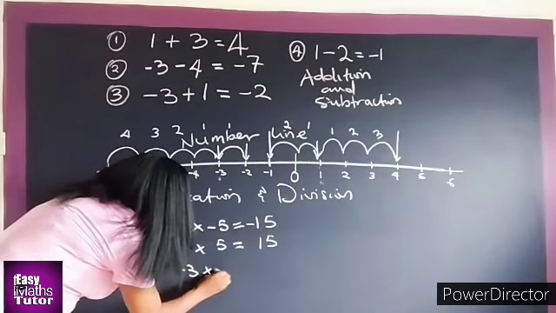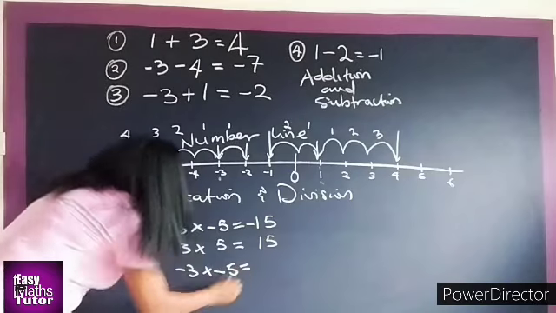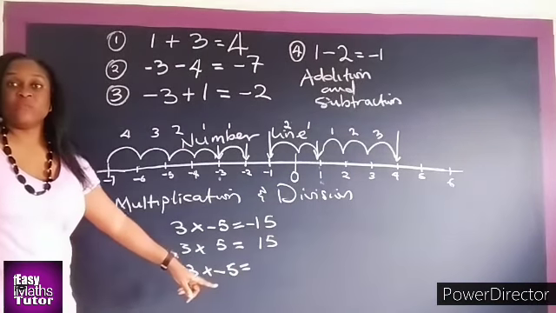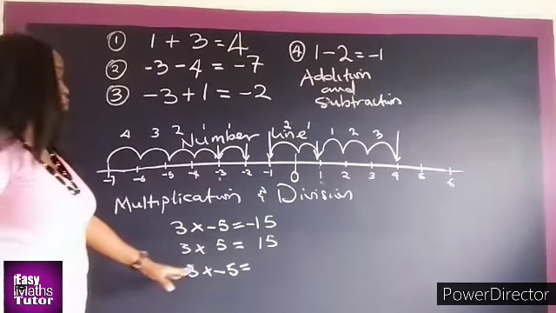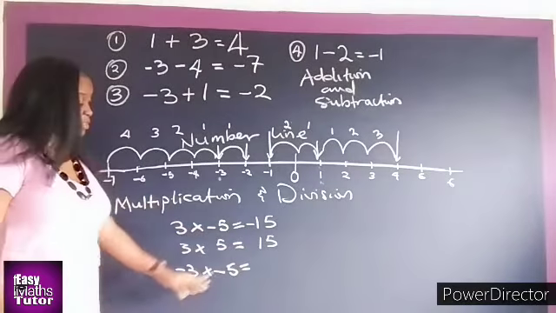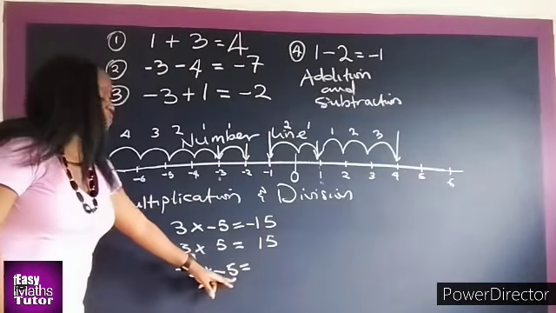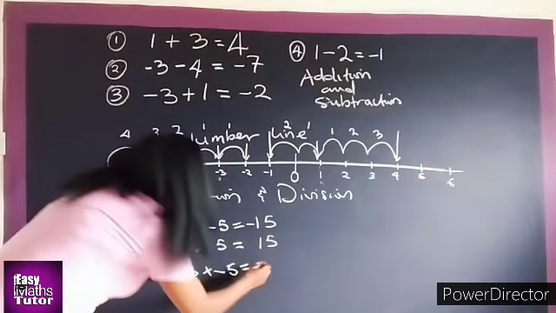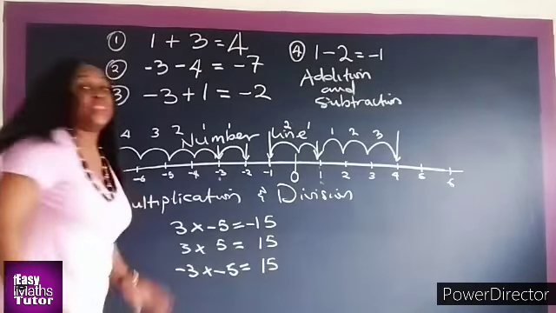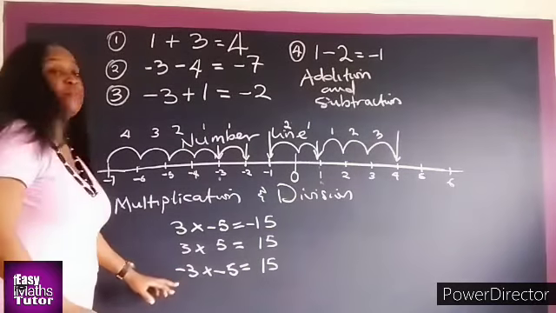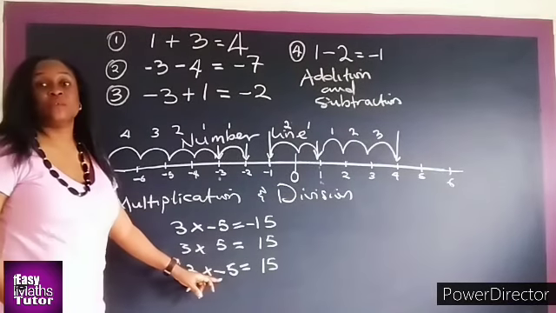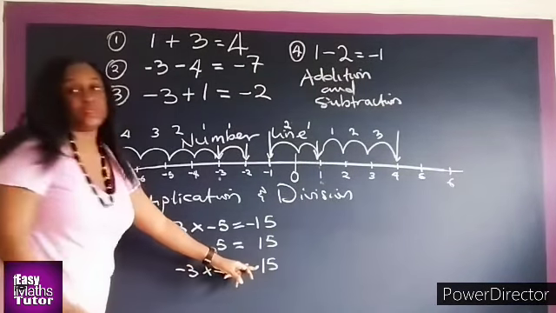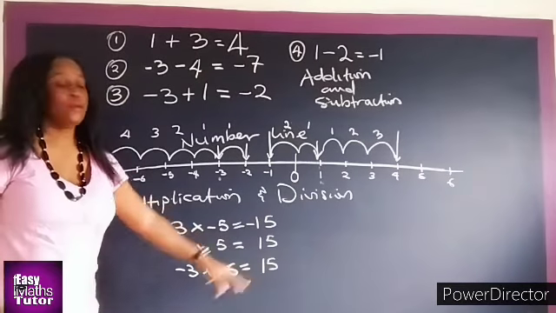So let's try another one. Minus 3 times minus 5. First of all, the magnitude will be the same. That means the quantity will be the same. That's 3 times 5. We'll multiply it as if it's a positive number. 3 times 5 gives us 15. Then we're going to multiply the signs separately. Minus times minus gives us what? Positive. So the answer will be positive.